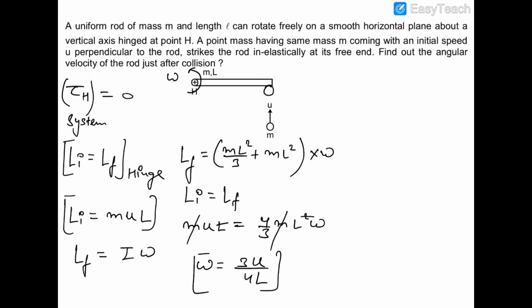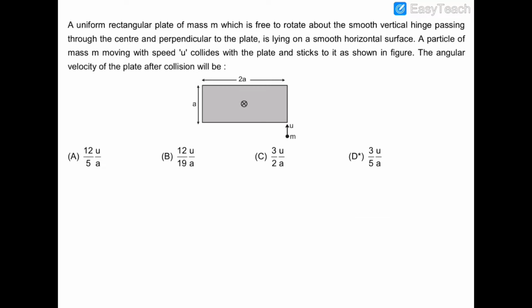Now let's move on to the next question. In this question, again there is a rectangular sheet which is in the horizontal plane, and it is hinged about its center. The mass of this rectangular sheet is M, and there is a ball of mass small m which is moving with velocity u, strikes this sheet at this point and sticks to the sheet at this point. Now we have to find out the combined angular velocity of the system after the collision.